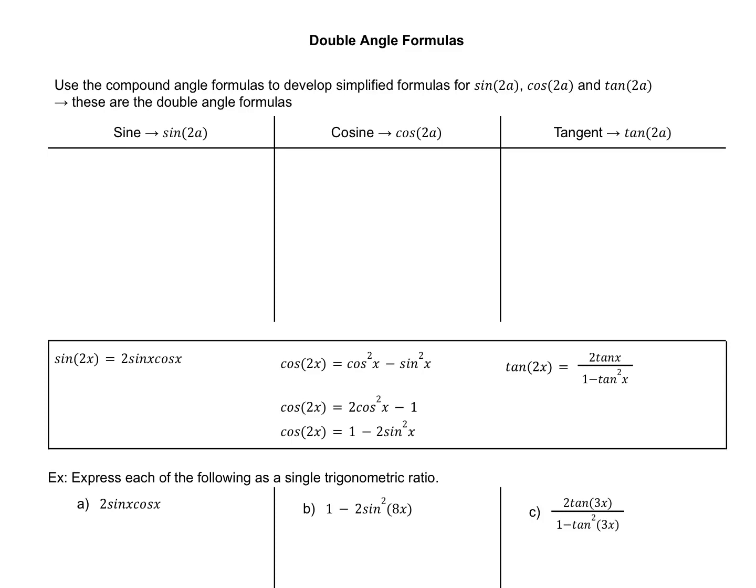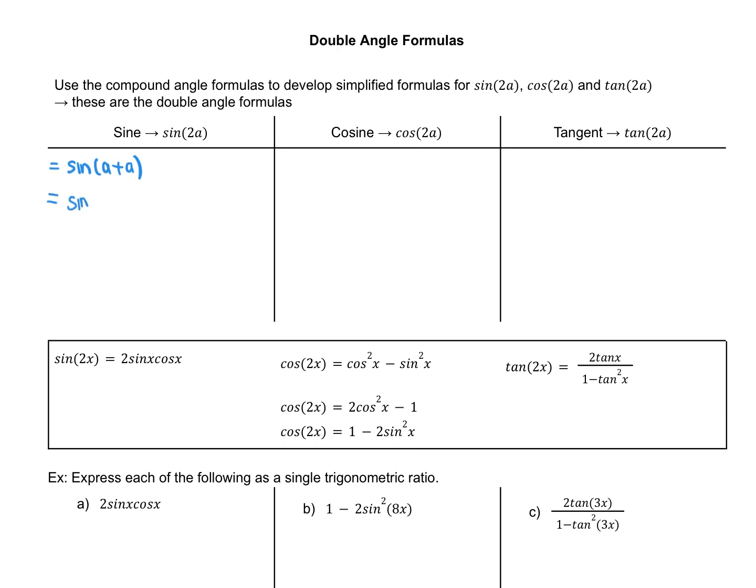In this video, we will be looking at the double angle formulas. Before we look at the actual formulas, we're going to prove them using our knowledge of compound angle formulas. We're going to start off by proving the double angle formula for sine of 2a. Sine of 2a really just means sine of a plus a, because a plus a is 2a. And now we can use our compound angle formula.